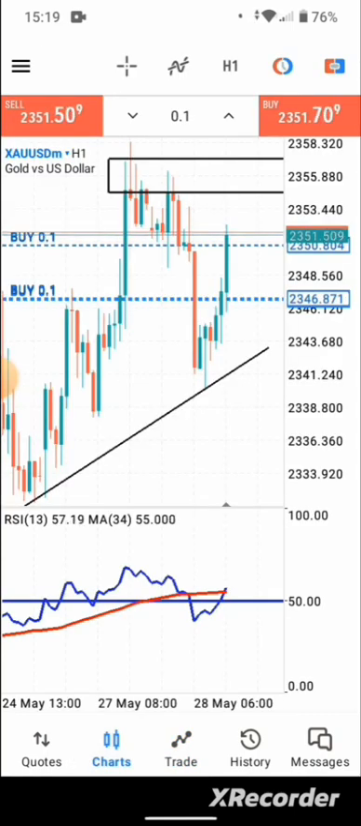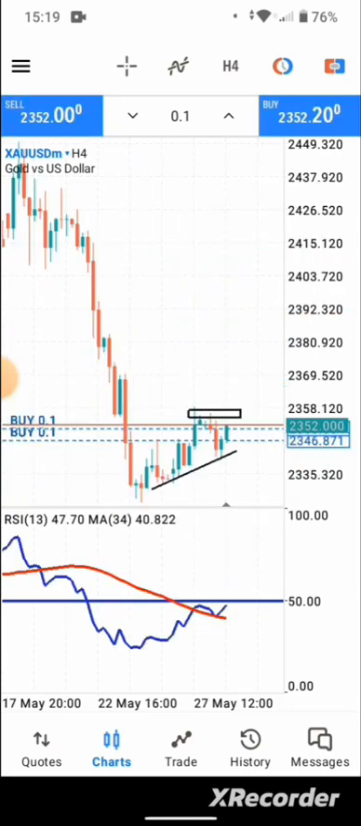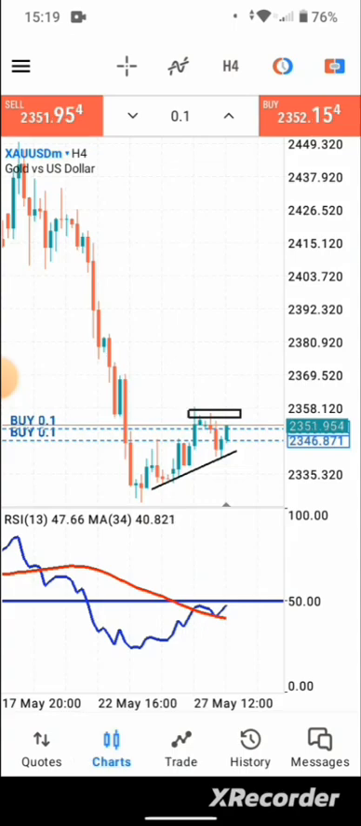So you can basically expect a retracement from this particular point. Let's see the H4. The H4 is like this, and even with the H4 you can see the buying is still continuing. So let's see this here.